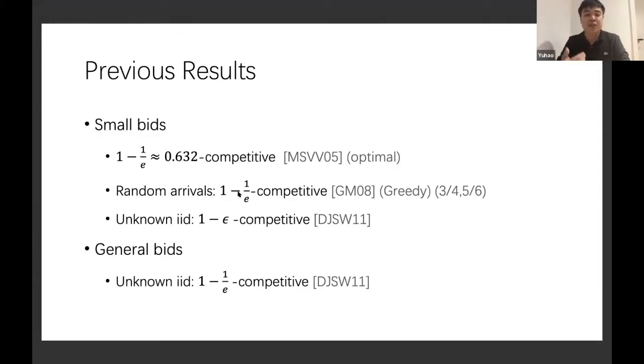The previous result is that if we add a small bid assumption, meaning the edge weight is far smaller than the budget, then we have many good results. We achieve the optimal ratio in that setting, and if we assume random arrivals, then we can get the 1 minus 1/e competitive ratio by a simple greedy algorithm. And in the known i.i.d. model, we can do near optimal. But without the small bid assumption, we only know, in the adversarial model, the ratio is 1/2.